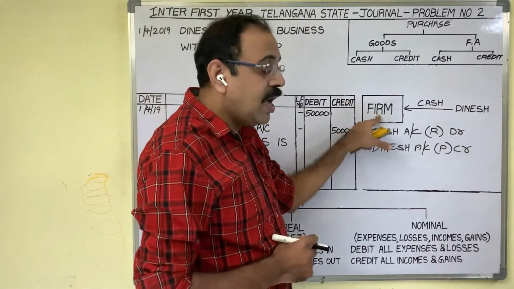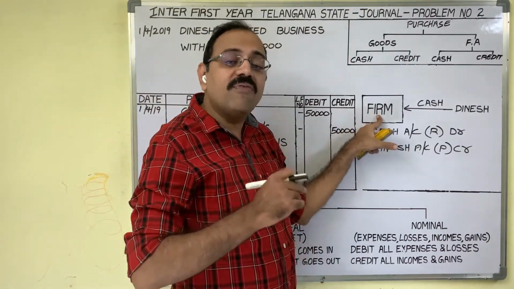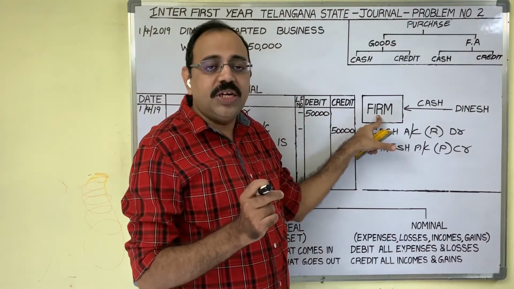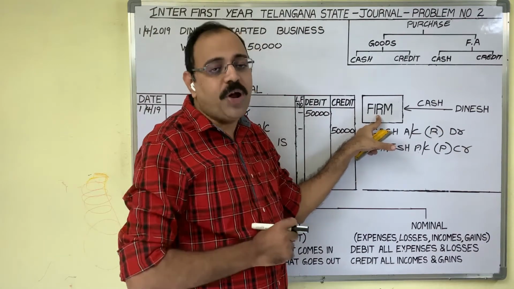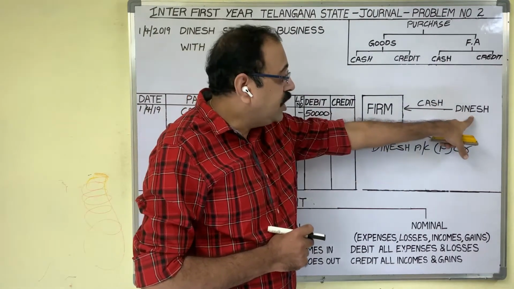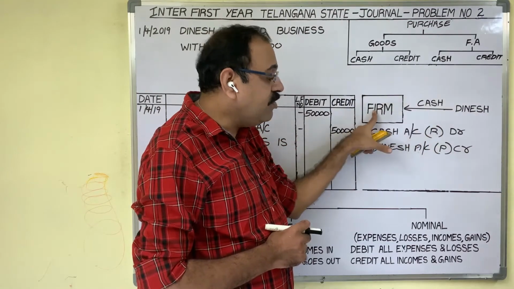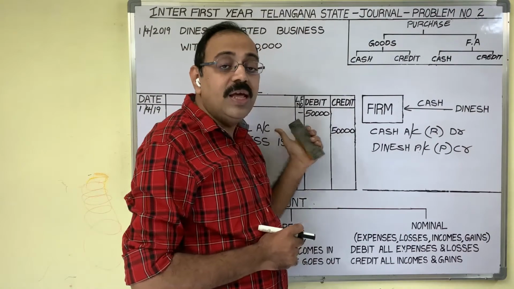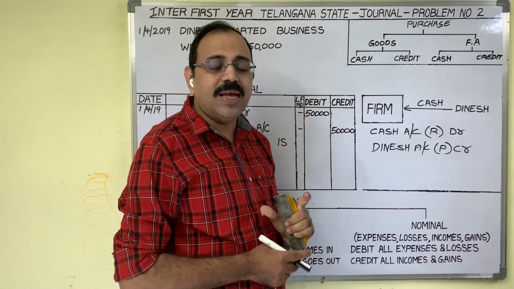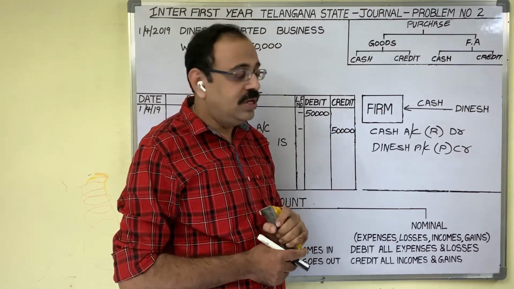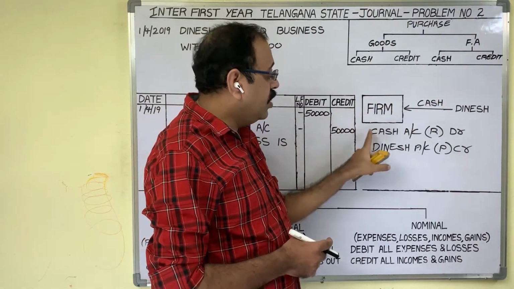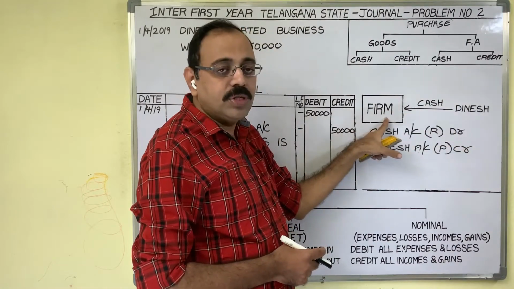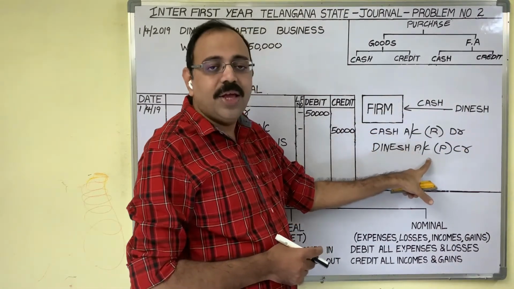This is the firm. Our assumption is we are the accountant of the firm. So while writing journal entries, we should analyze every transaction from the firm's point of view. Dinesh is bringing cash into the firm. While writing journal entries, there are some steps. First step is identification of accounts. Cash is coming, so the cash account is one account. Dinesh is bringing that amount, so the Dinesh account is another account.